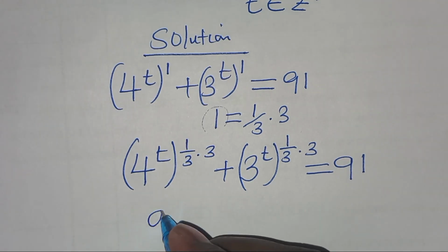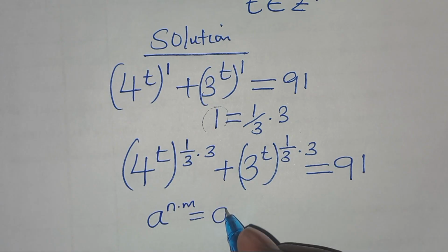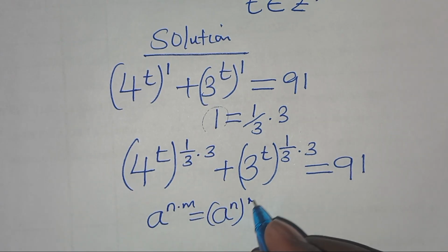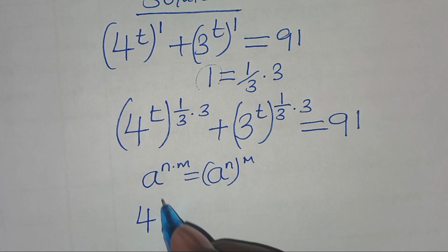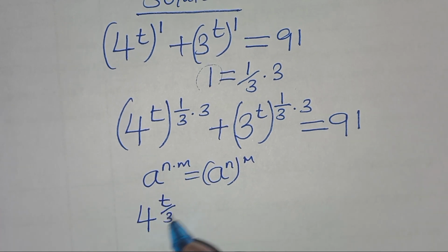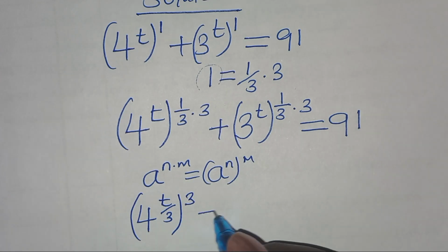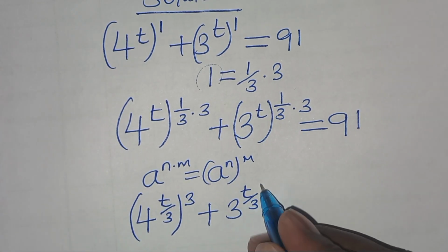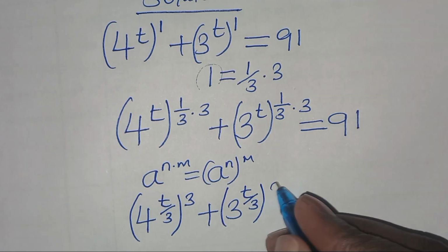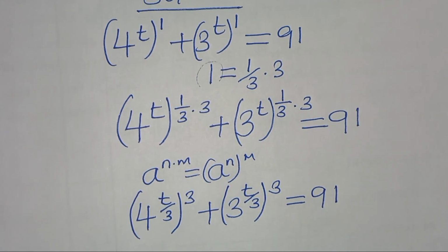So given that a to power n times m can be expressed as a to power n raised to power m, here we can express this as 4 to power t over 3 raised to power 3, then plus 3 to power t over 3 raised to power 3. This is equal to 91.